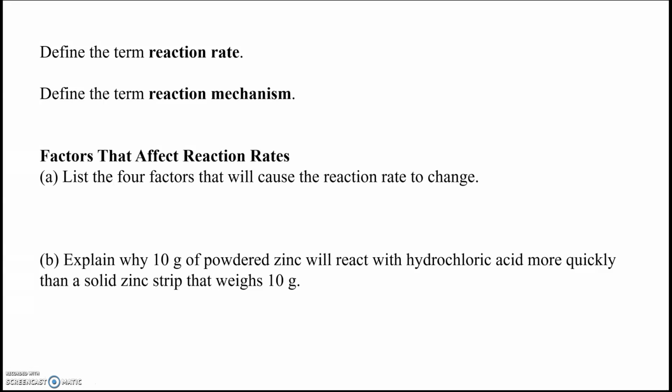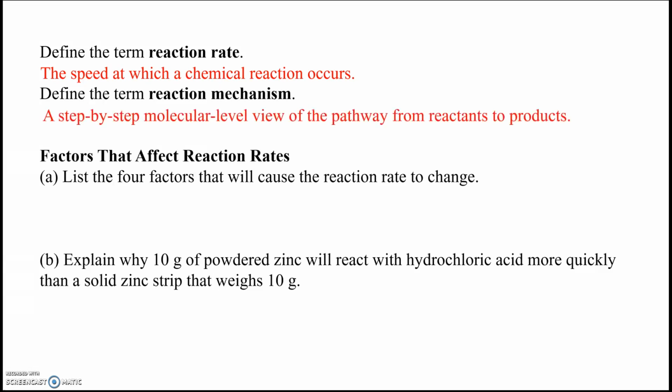These are the answers to the notes for the new unit on kinetics. First thing we're going to do is define the term reaction rate, which is defined as the speed at which a chemical reaction occurs. Now we're going to talk about reaction mechanism, which is a step-by-step molecular level view of the specific pathway. How do we get from reactants to products?